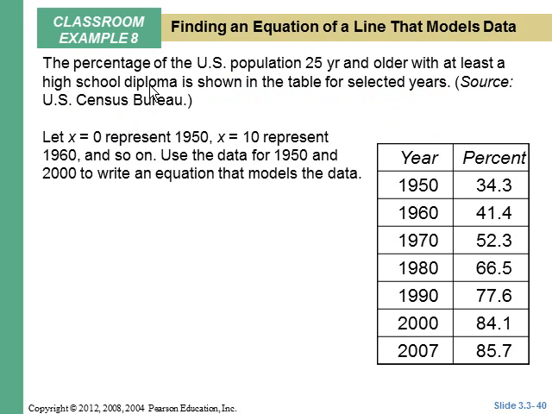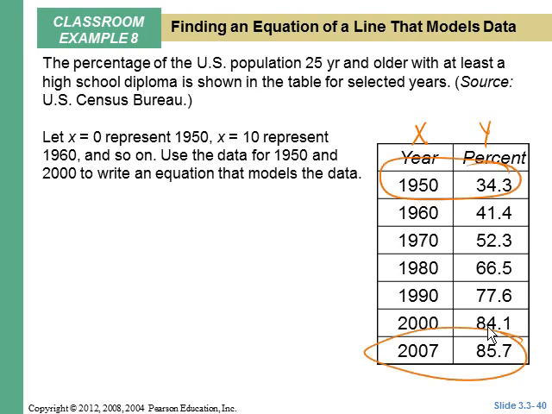X is 0 is 1950. X is 10 is 1960. So 2007 would be x is 57. This is the x-axis. This is the y-axis. We want the equation that models the data. Okay, so the first thing we're going to have to do is determine that we need to find slopes here.